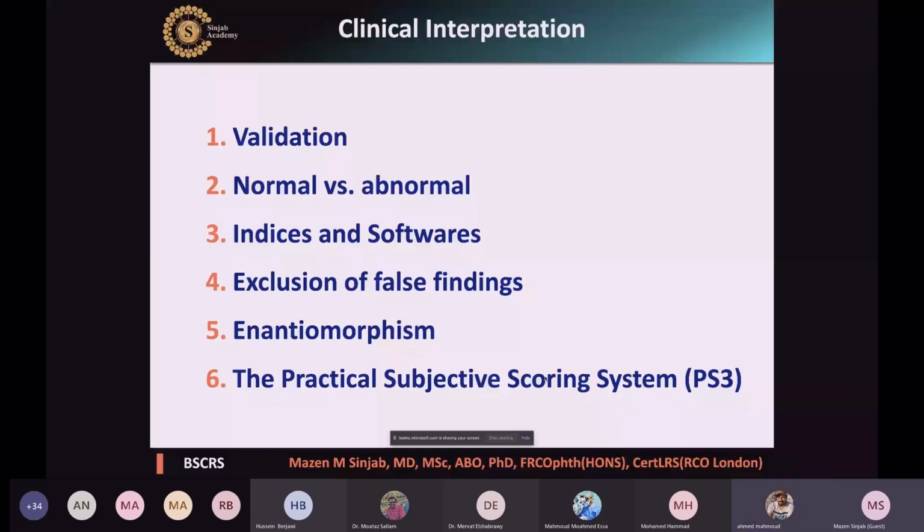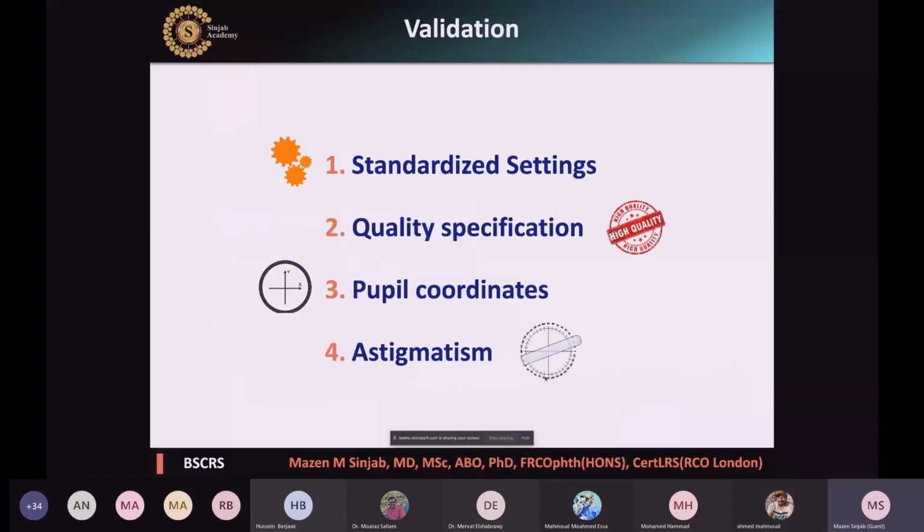So starting with validation, how to validate the capture. We can validate the capture by going through 4 categories, actually. And if any one of these categories shows abnormality, then we have to recapture. First, we have to use standardized settings. Then we have to check the quality specification. Then we have to compare pupillary coordinates between both eyes. And then we have to compare the manifest astigmatism, subjective astigmatism, with the topographical astigmatism.